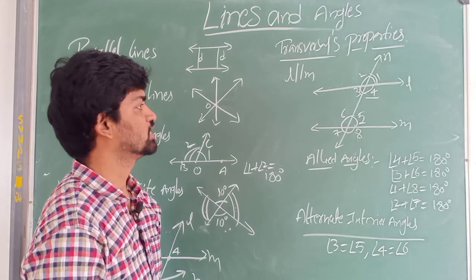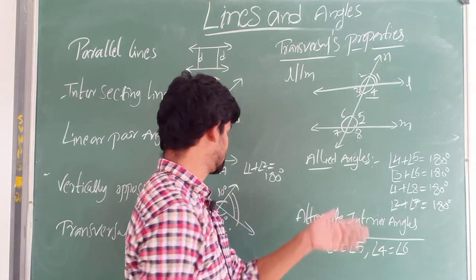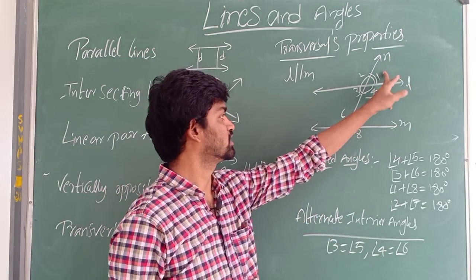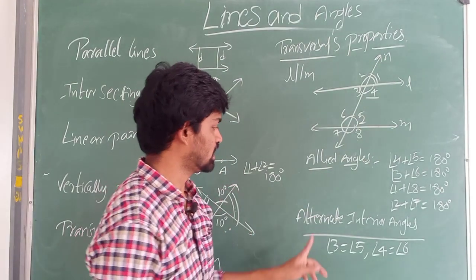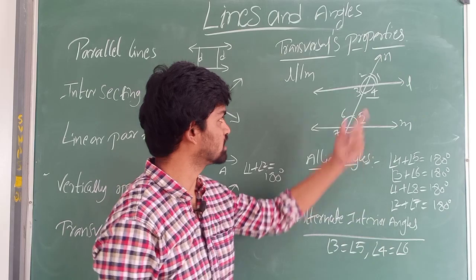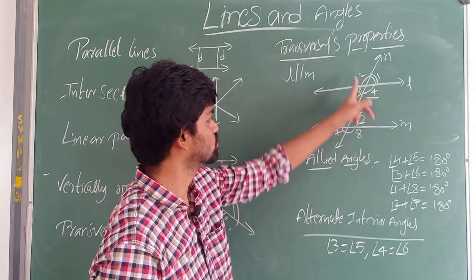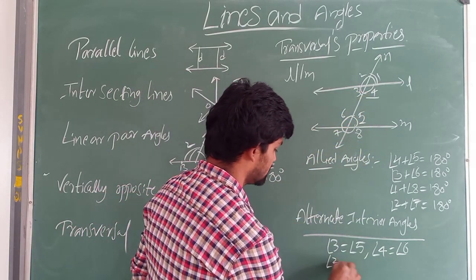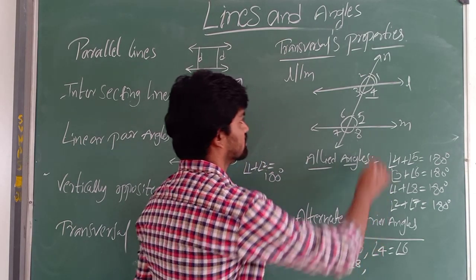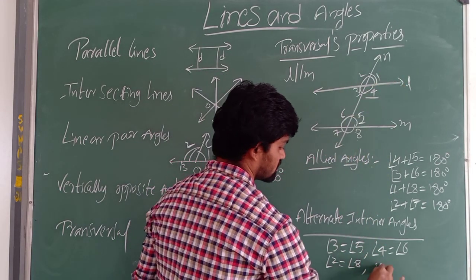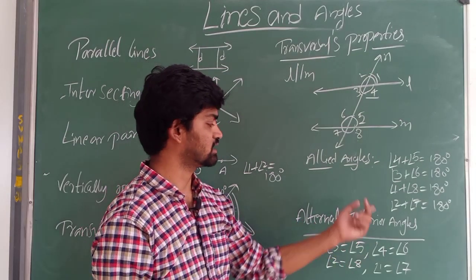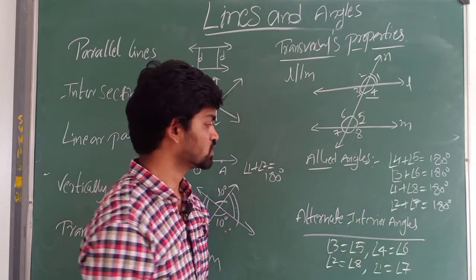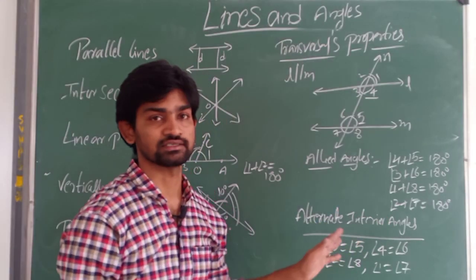Next, one more very important type of angles is here. Angle 1 and angle 5 are corresponding angles. We learned alternate interior angles, and alternate exterior angles are also there. So angle 2 equals angle 8, and angle 1 equals angle 7. Alternate interior angles and alternate exterior angles, so you can say alternate angles.